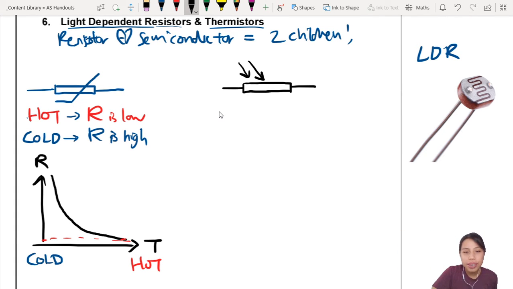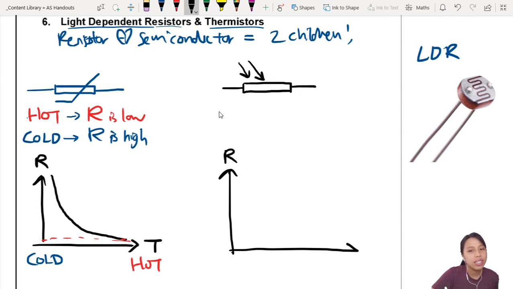So how do you draw this out? Well, if you have resistance, what am I going to put on the x-axis? Light? Yeah, we could do that. Let's put light intensity.